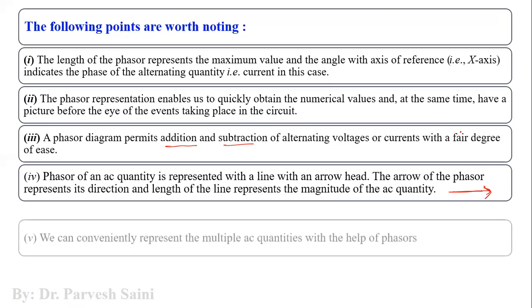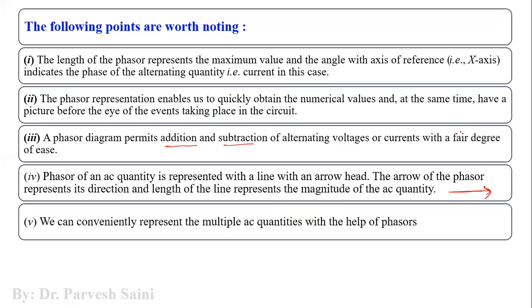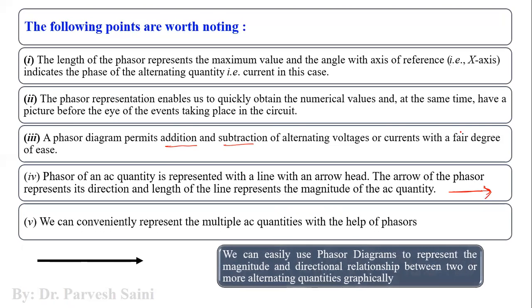So this is what we were discussing, and we can easily represent multiple AC quantities with the help of phasors. So this arrow represents some phasor. It is a phasor basically which represents some alternating quantity. Okay, so phasor diagram. We may have multiple phasors also. We may have two phasors. We may have three phasors depending upon the number of alternating quantities, right?